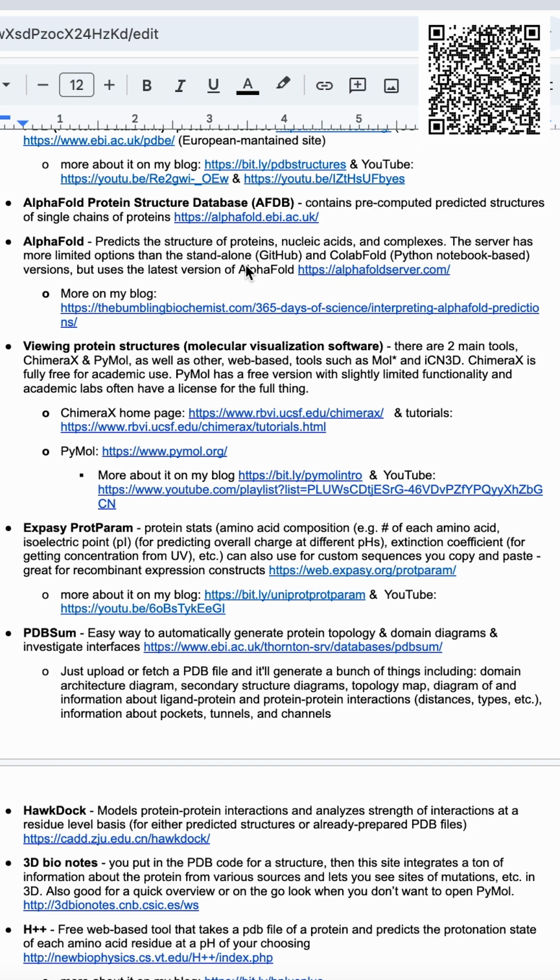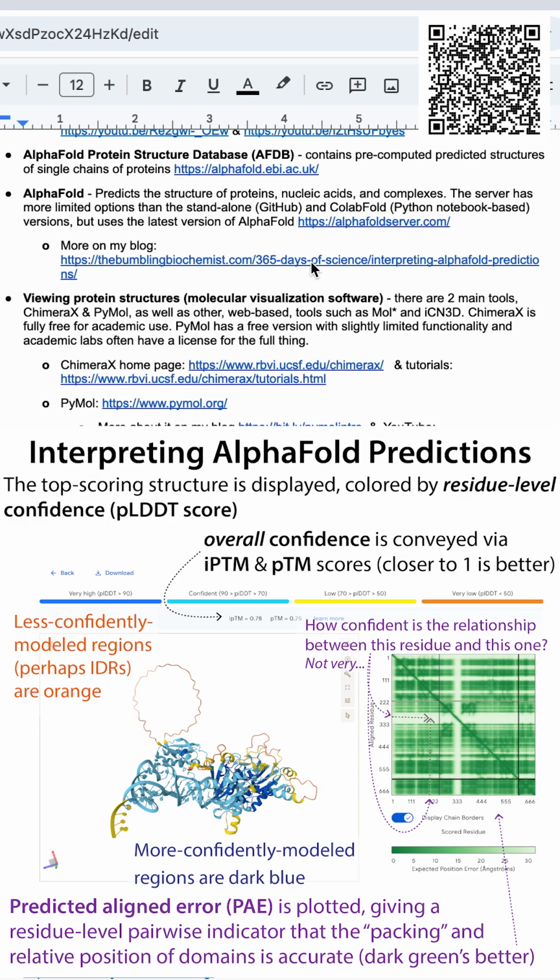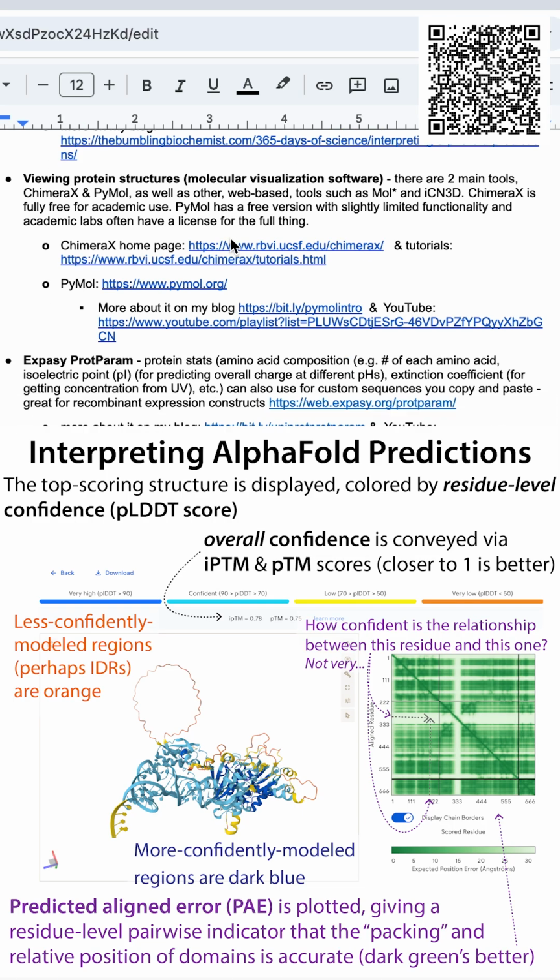You can also download the standalone version, but it's of an older version of AlphaFold, but you can get that from GitHub and you can even modify it. There's also something called CollabFold, which is a Python notebook-based version. It doesn't use that newest version of AlphaFold, but it will let you do more of the modifications and do custom ligands. More on that and interpreting the results in my blog as well.